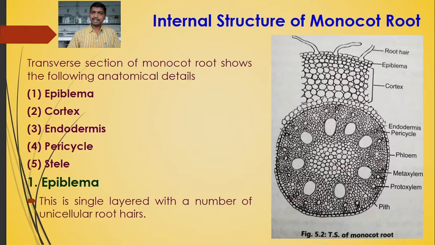So the transverse section, that is the TS of monocot root, shows the following anatomical details: epiblema, cortex, endodermis, pericycle and the central stele. First is the outermost layer, epiblema, which is single layered with a number of unicellular root hairs. These root hairs are absorptive in function; they absorb water and minerals from the soil.